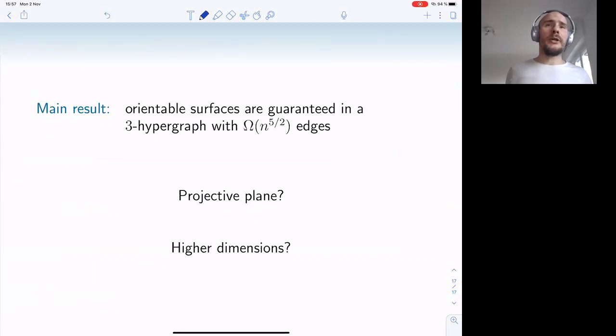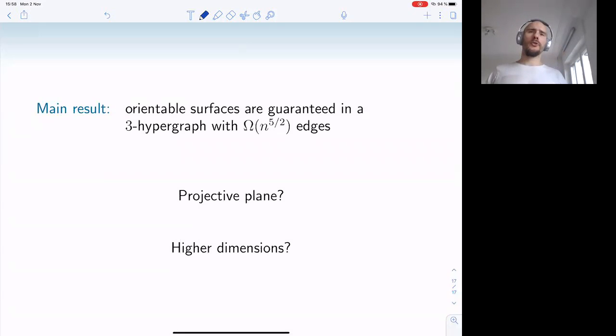Unless you'll ask later, maybe. So yeah, let me finish with this slide. I just remind you that the main result that we proved is that we can get any orientable surface in a hypergraph, a 3-uniform hypergraph, with Omega of n to the 5/2 edges, which answers this question of Linial in particular.